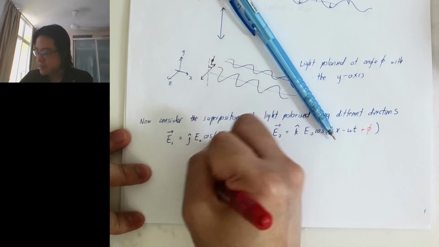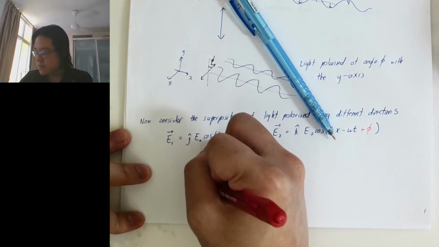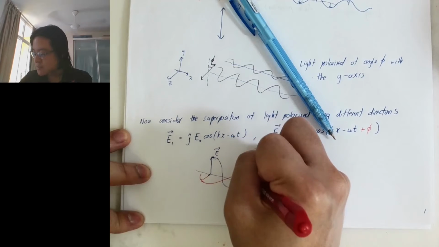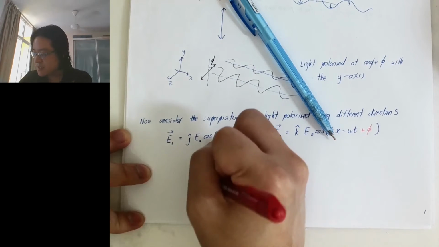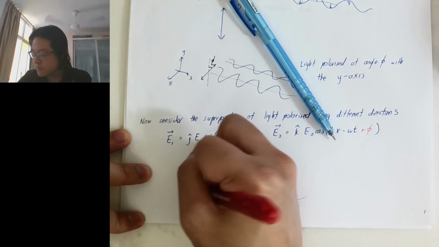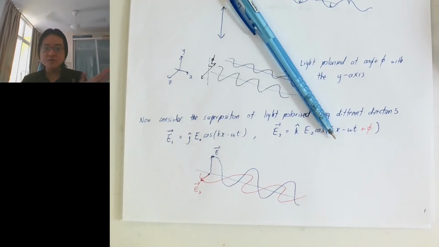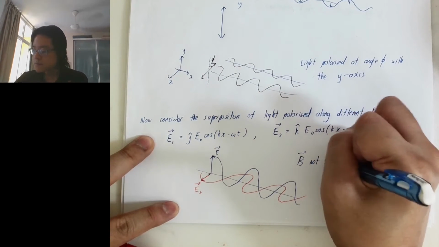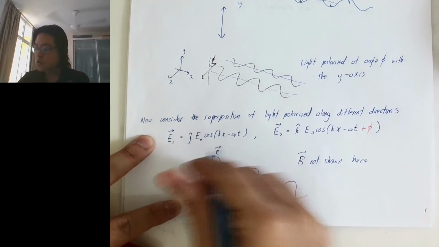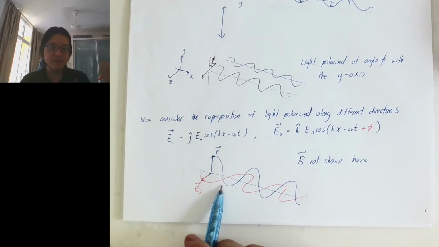So this is going to be hard to draw. I don't know. So slightly not in phase. So I'm not drawing the same phase here. This is not the magnetic field, right? This is E2. I'm not drawing the magnetic field here, so B is not drawn here. This is two separate lights that are not in phase.